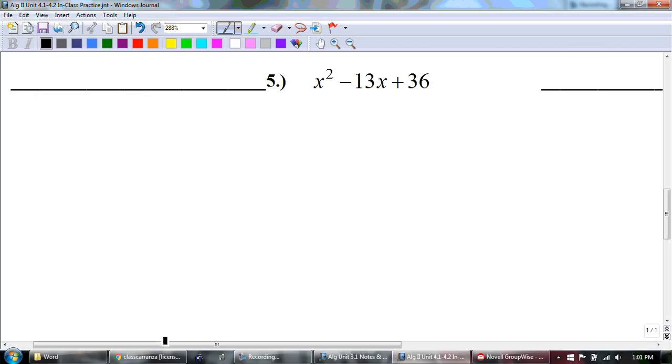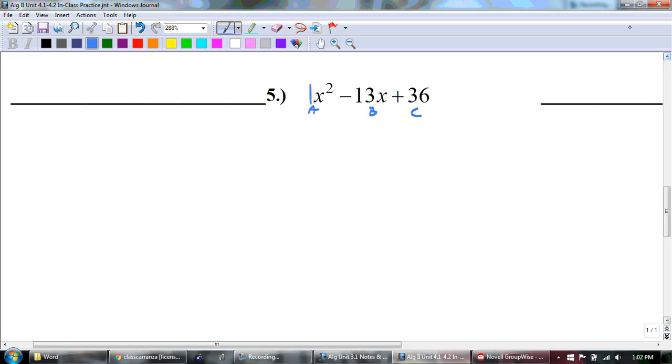Okay, number 5. So this is where we have the A, B, and C. In front of the x squared, there's a 1. All right, so we need to multiply A times C, which is 36. So I'm looking for numbers that multiply to get to 36, but they need to add to get to -13.